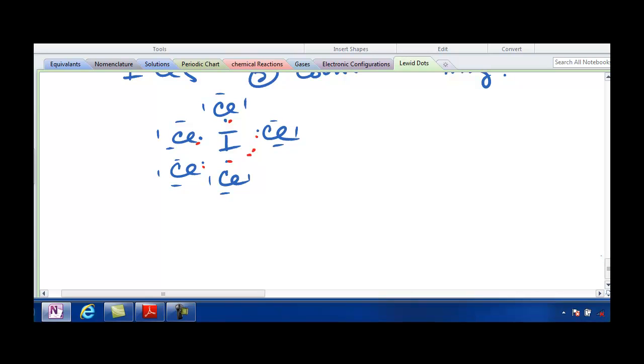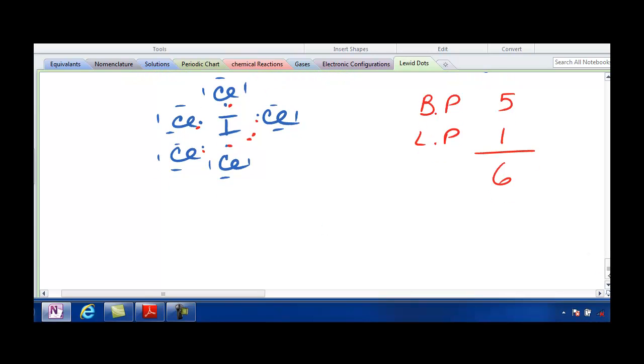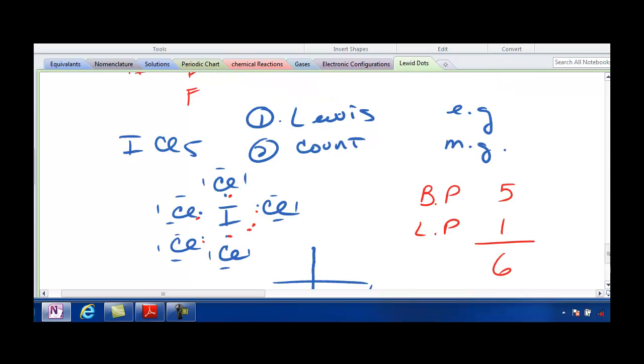Does this structure obey the octet rule? No. How many bonding pairs do I have? How many lone pairs? 1. So I have a total of 6 clouds of electrons repelling each other. So it's octahedral. I'm going to think of putting a square in the plane, 1 up, 1 down. That's my octahedral. And then one of these is a lone pair.